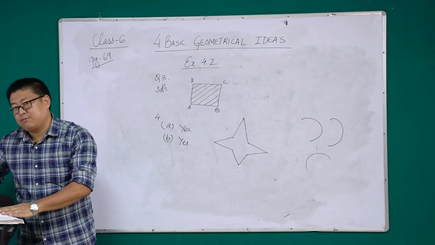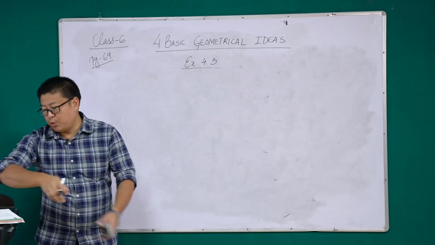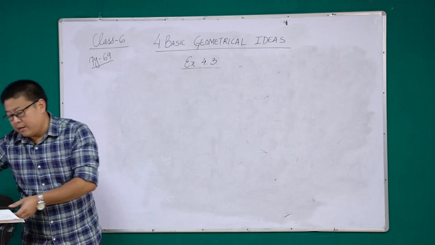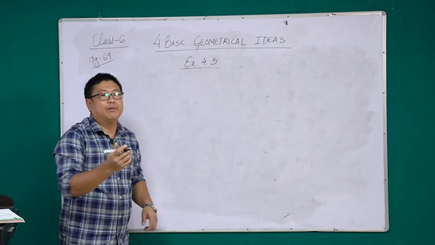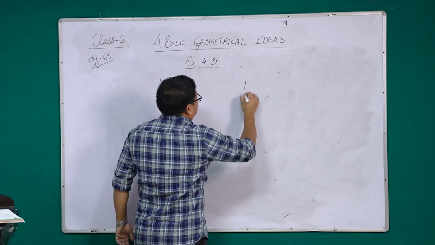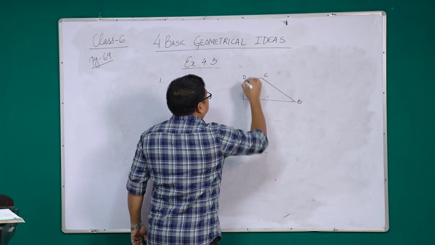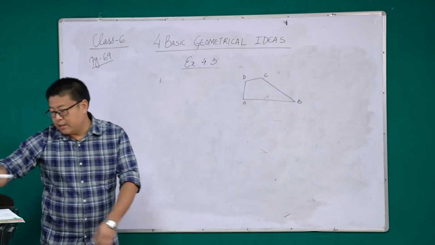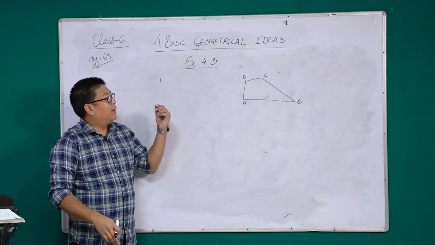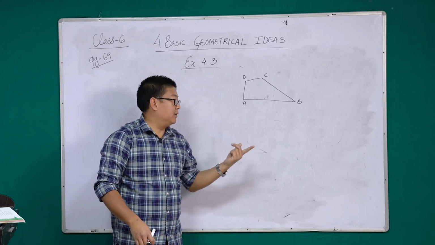Let's move on to exercise 4.3. In this exercise, we'll be dealing with angles. The first question: name the angles in the given figure. They have given us a figure, something like this, with points B, C, D, A. They're asking us to name the angles. Earlier we learned what angles are. Now we'll learn how to name angles.